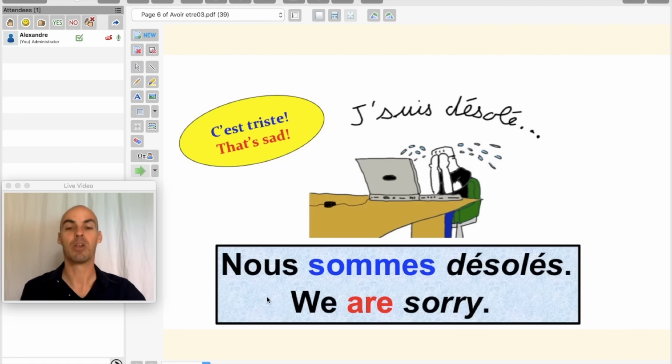Other example. Autre exemple. We are sorry. Nous sommes désolés. Désolé is the word for sorry. We don't say the S for the plural, and this sounds like a Z sound. You'll notice in French that an S between two vowel sounds will be pronounced like a Z. Nous sommes désolés. D'accord? Désolé. Sorry. That's sad. C'est triste. And je suis désolé.